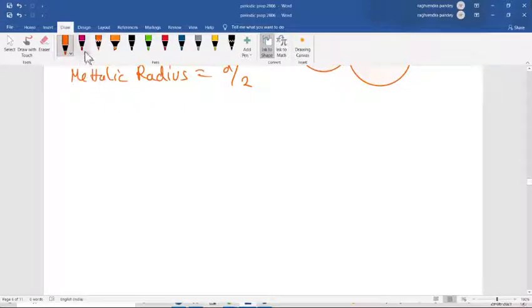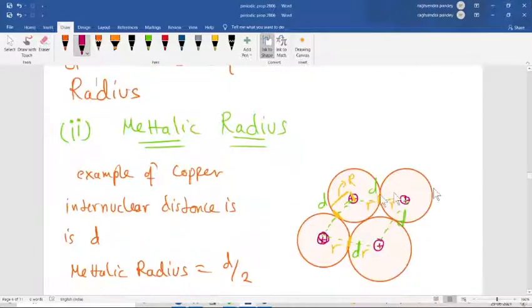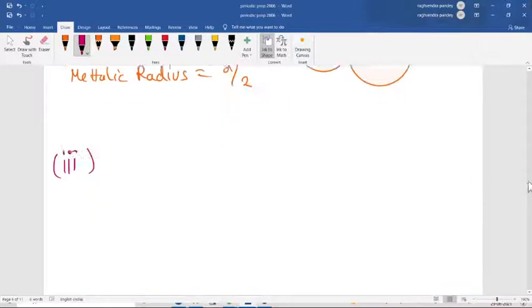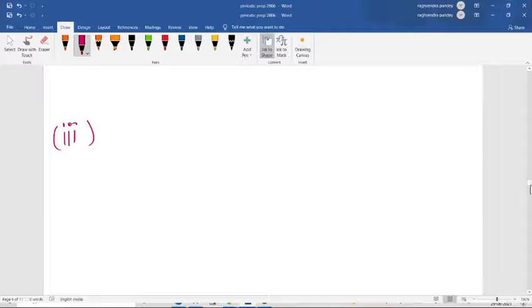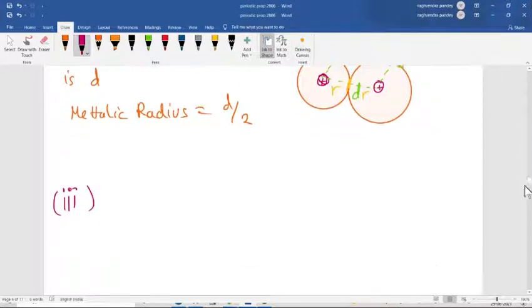Now next, after the metallic, the third one. There are two spheres, so two atoms. The distance between the two atoms is d, the green one, and the radius is d by 2. So that is the radius. Here we get almost accurate values, because there is no problem of sharing. So there is no overlap as such.